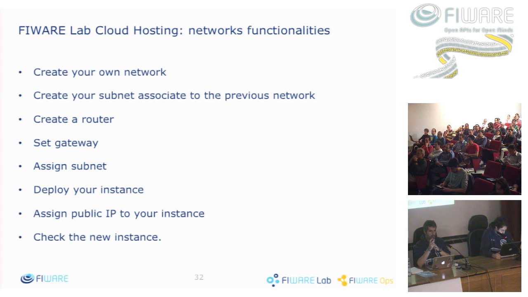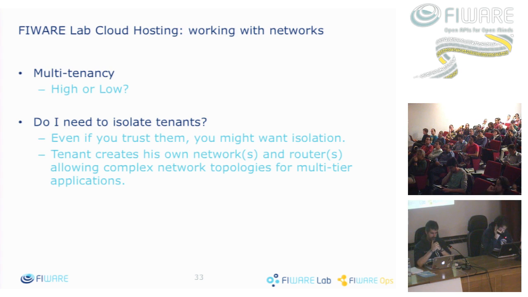The way in which you set the gateway: the gateway is the starting point, or the connection point, between the open network, the public network, and the router. And the interface is the connection between the router and the private network. We explain how you can create an instance, selecting the network in which you want to deploy it, and assign a public IP in the same way as before, and check that all is running.